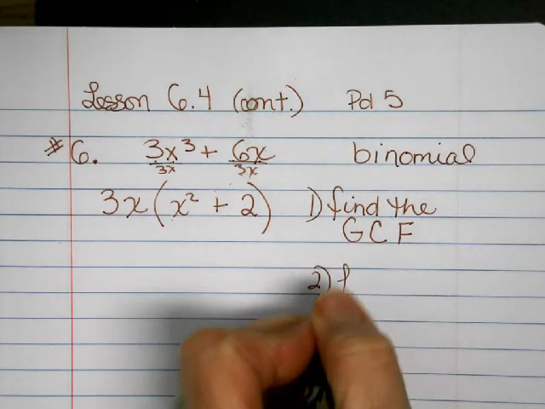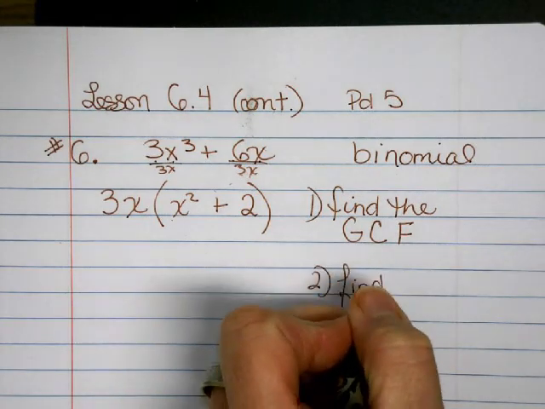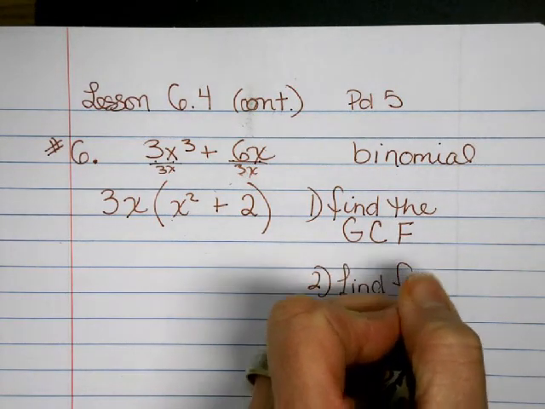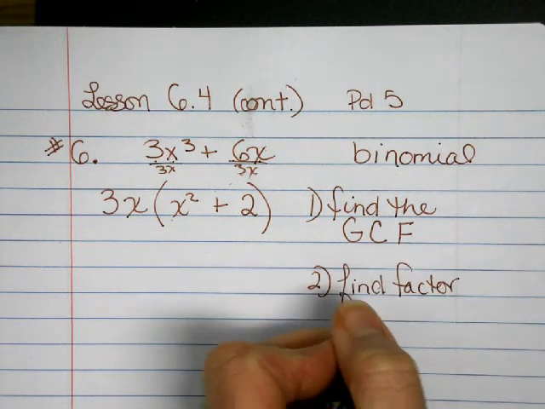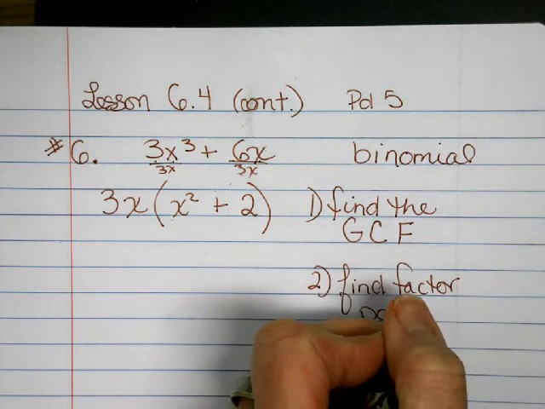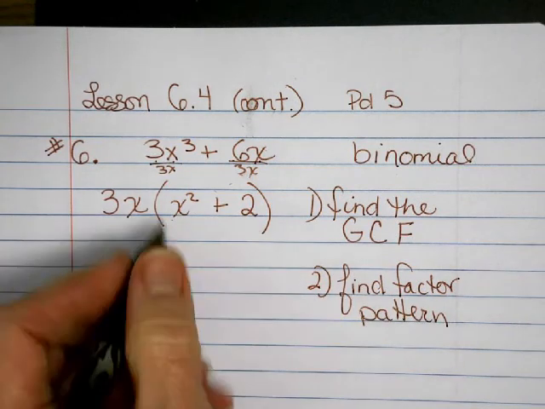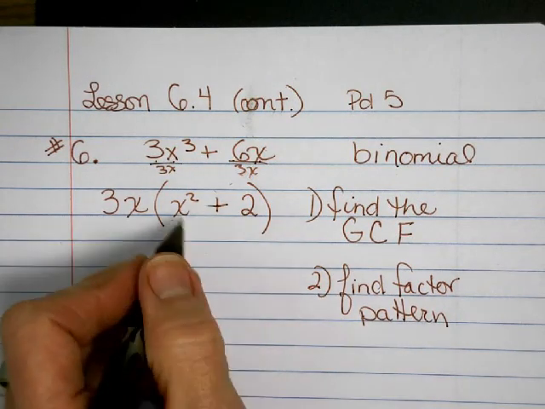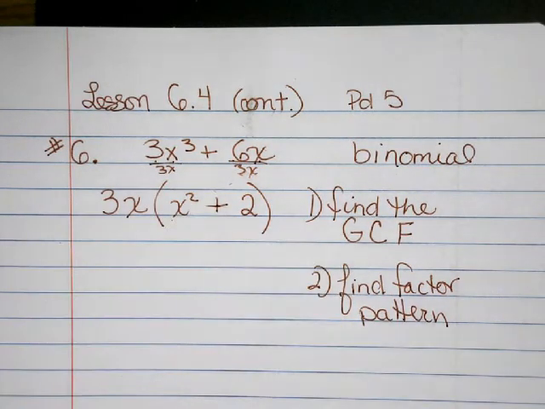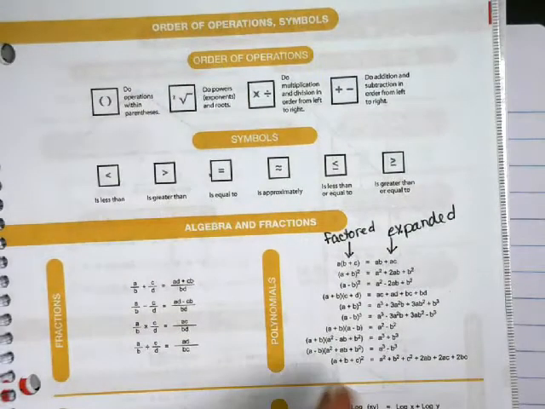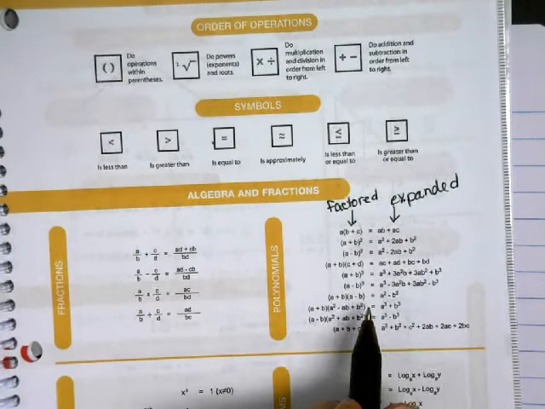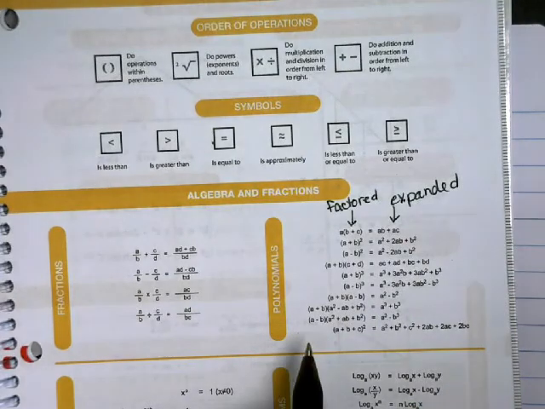So step number 2 is find a factor pattern. After greatest common factor, you only have, let's see, 3 patterns that have a binomial. Let me show them to you.